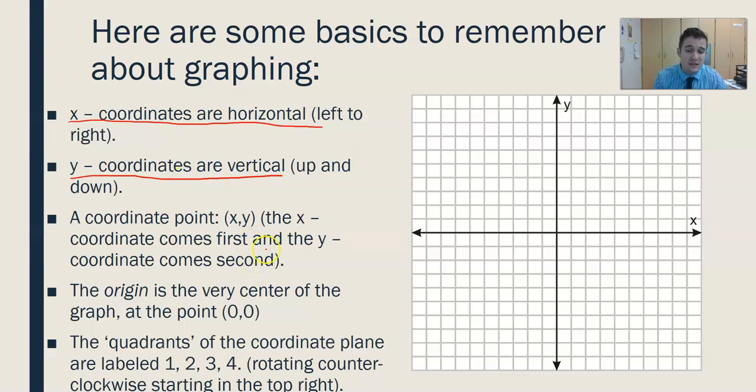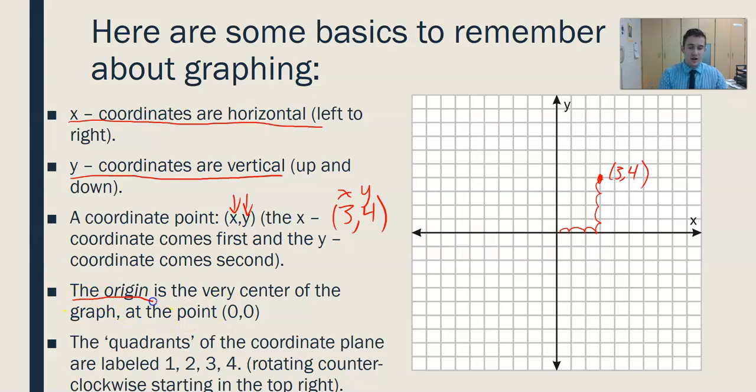A coordinate point is something like this. If I give you two numbers in parentheses separated by a comma, it's usually denoting a point on this coordinate grid, or a point on this graph, where the X coordinate comes first and the Y coordinate comes second. Because X comes before Y in the alphabet, X is going to come before Y in this coordinate point. So for example, the point (3, 4) would be 3 in the X direction, 4 in the Y direction. That's how I plot a point on my graph.